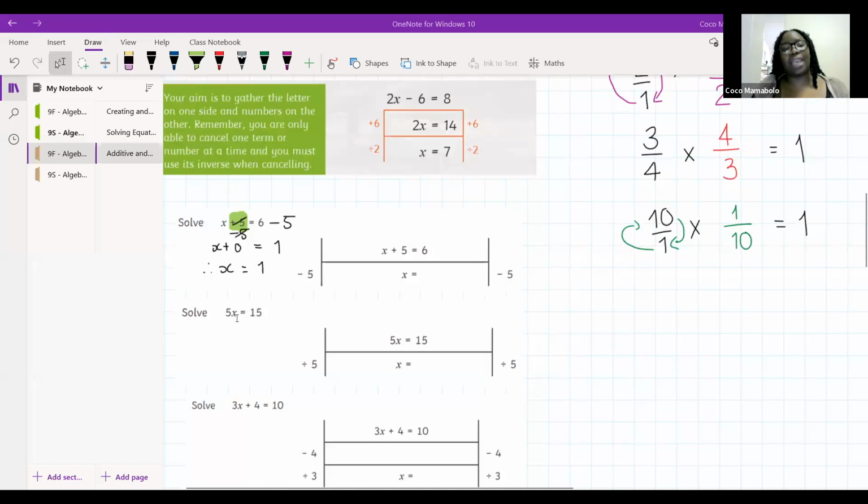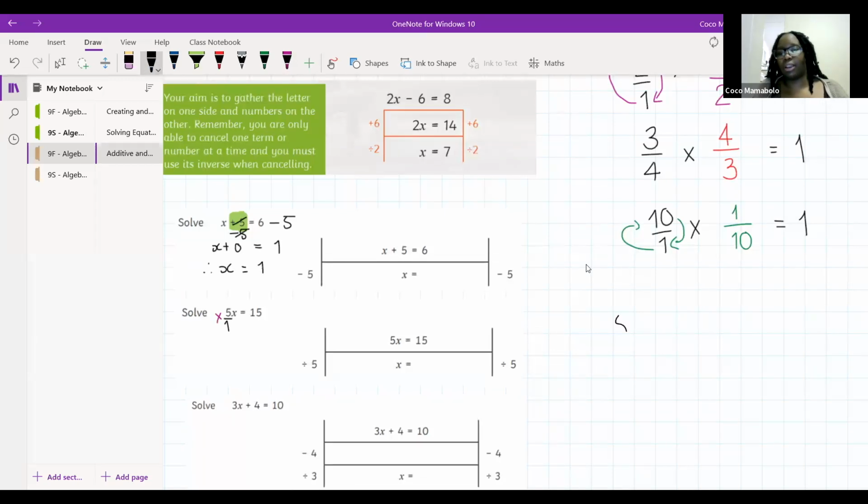Now I want Novuyo, can you tell me over here, I've got 5 times x equals 15. Am I going to use the additive inverse or the multiplicative inverse to get rid of this 5 next to x? Are we going to use the multiply or the add rule? The multiply. Good. So I'm going to take my 5 and put it over what? 1. Good. And then I'm going to multiply it with its inverse. What is its inverse?